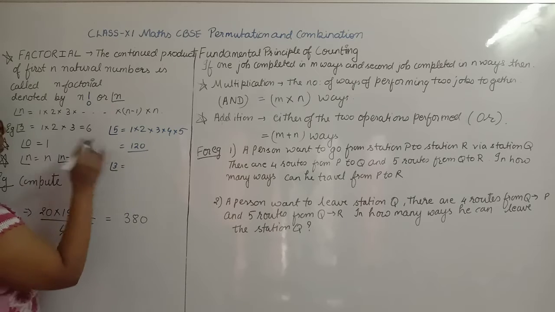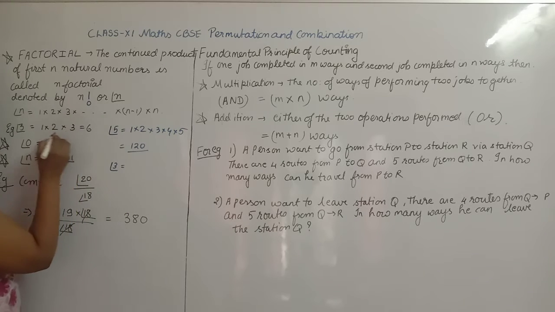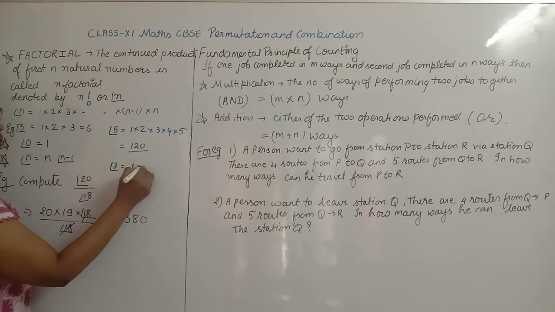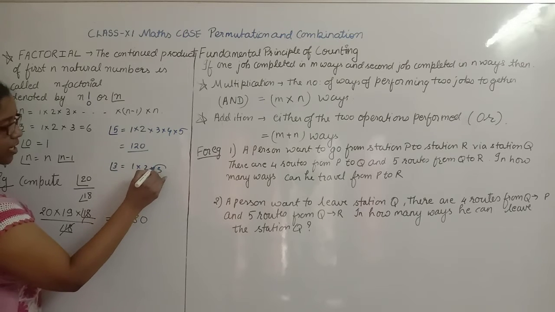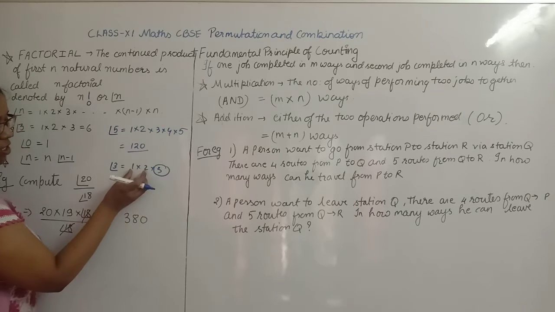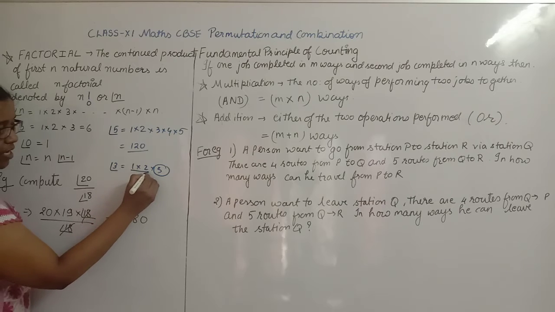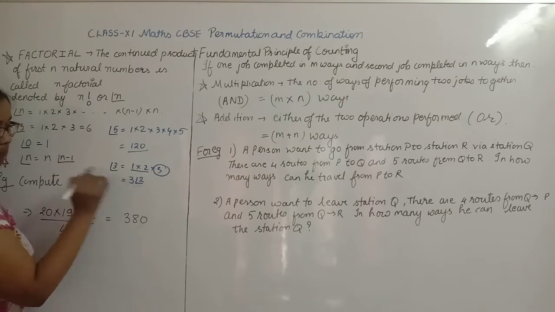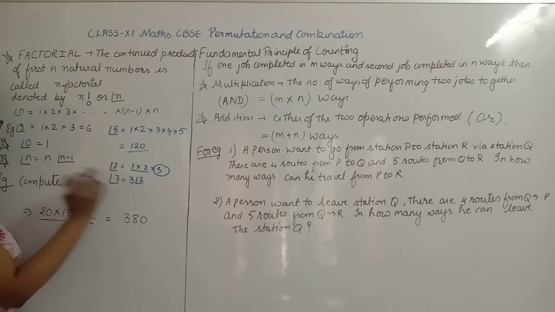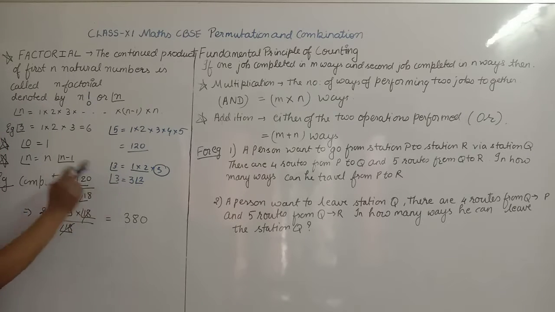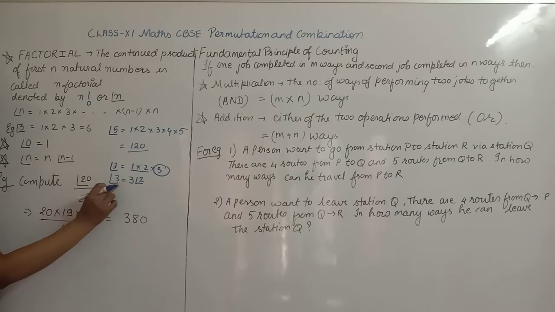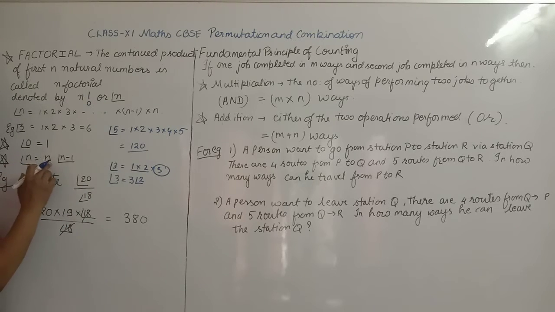If you take out 3 from this, what does it become? 1 into 2 into 3. And if you remove this 3, what is left? 2 into 1, and this 1 into 2 can be written as factorial 2, and this 3 will come over here. This is factorial 3. 3 can be written like this. So in the same way replace 3 by n. So it will become: factorial n is equal to n into factorial n minus 1.